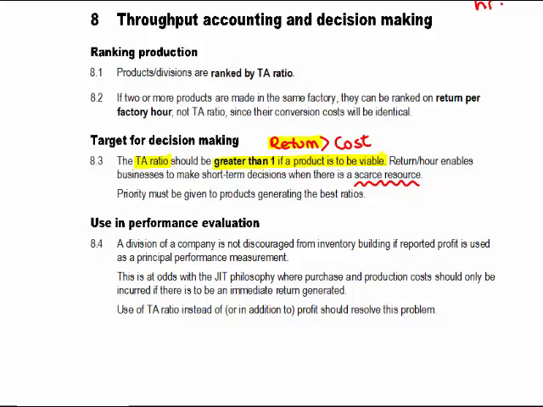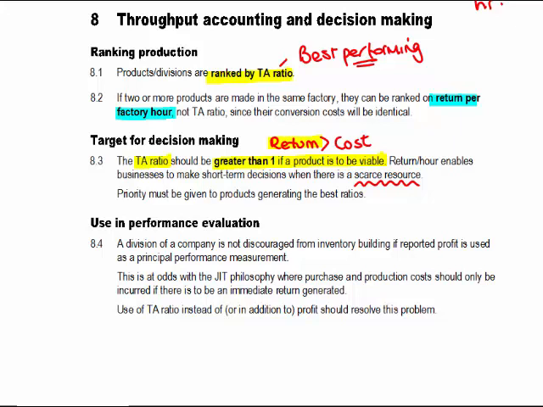We can also rank our products by our TA ratio. In other words, we can have the best performing products given priority. Now, if we've got products that are made in the same factory as each other, then it means that the factory costs are going to be the same. So we can actually make our job a little bit more straightforward by ranking them simply on the return per factory hour.